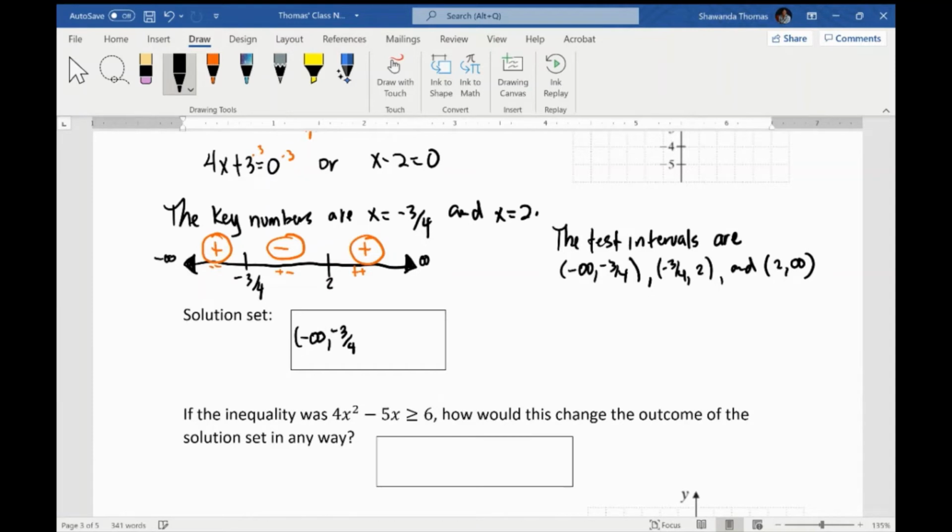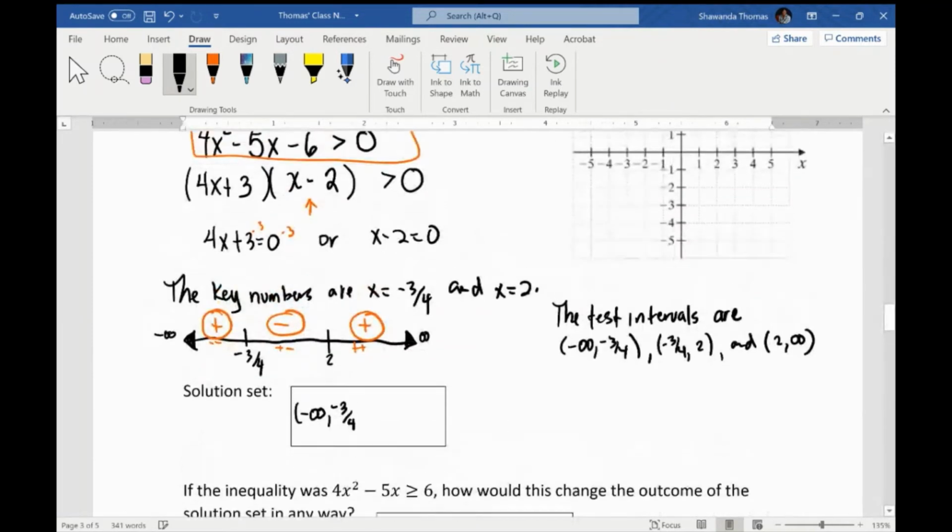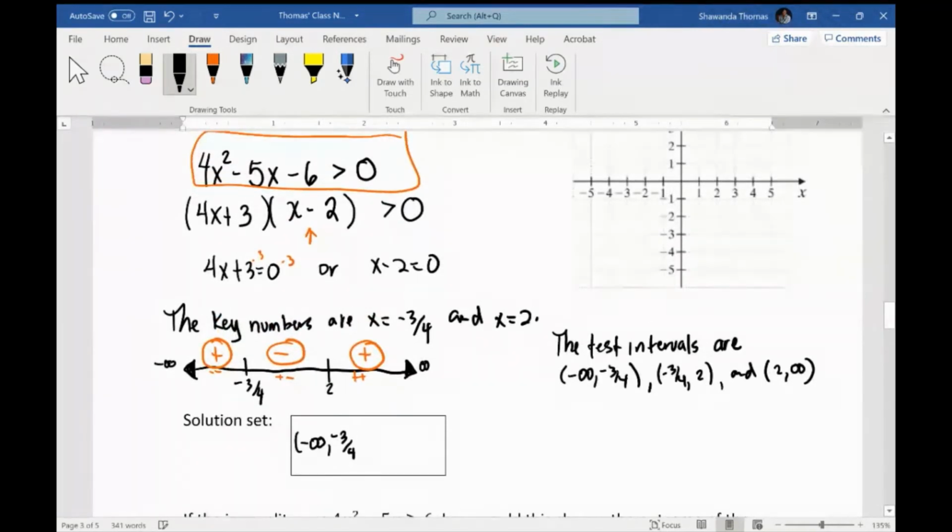Should we put a parenthesis or a bracket? Parentheses. Why not a bracket, though? Because it doesn't say equal to. Negative 3/4 would make it equal 0. We found the zeros and negative 3/4 was a 0. So if we plugged it into our polynomial function, we would get 0. But we don't want 0. We want greater than 0.